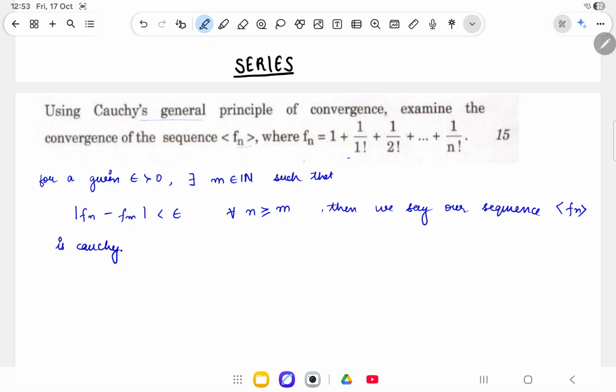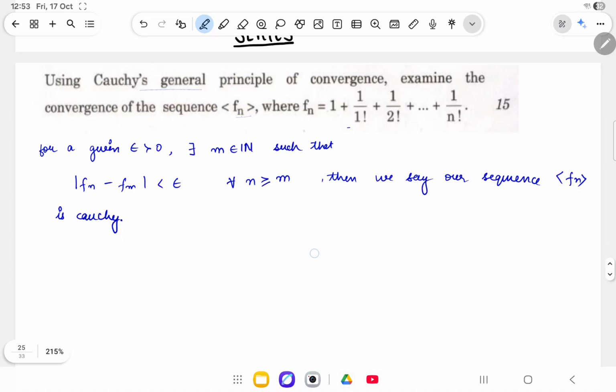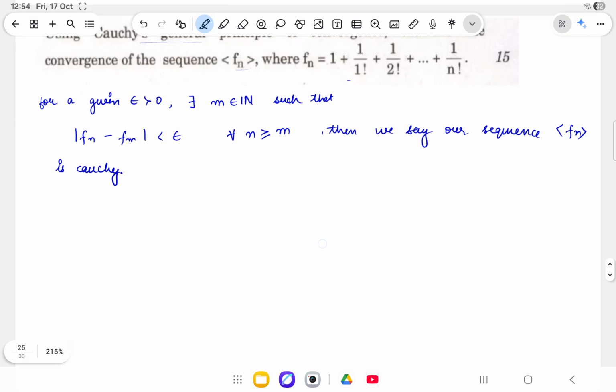Now let's see, based on this, if the given sequence Fn satisfies the Cauchy convergence principle. We know that in a complete metric space, a Cauchy sequence is convergent. Since we are considering our sequence in real numbers, which is a complete metric space, based on this Cauchy principle we can comment on whether the given sequence is convergent or not. So let's check if it satisfies the Cauchy principle.